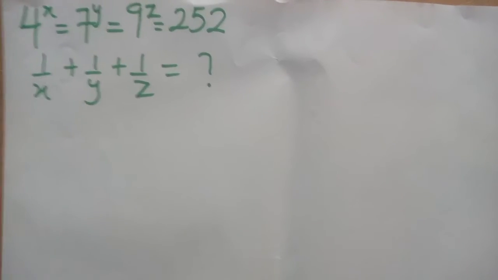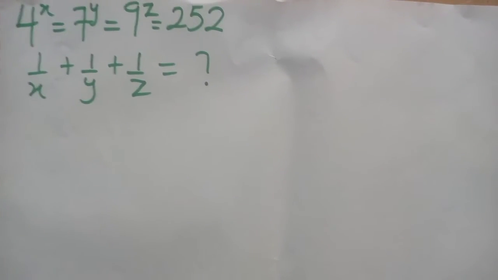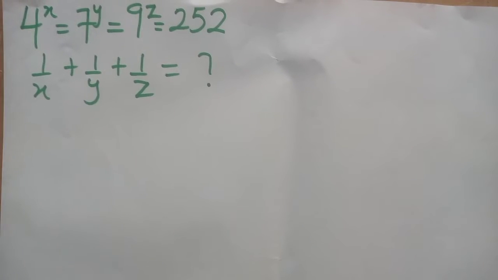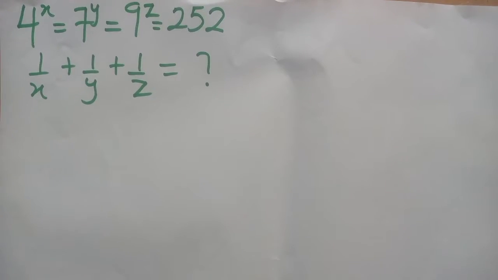Hello everyone. In this video we are going to solve an exponential equation, an interesting one. Of course, we have 4 to the power x = 7 to the power y = 9 to the power z = 252. And then the question is to find what 1 over x plus 1 over y plus 1 over z equals to.